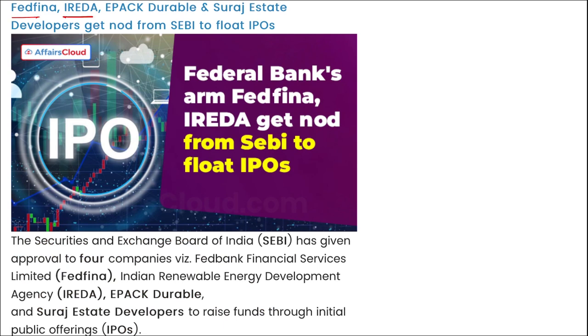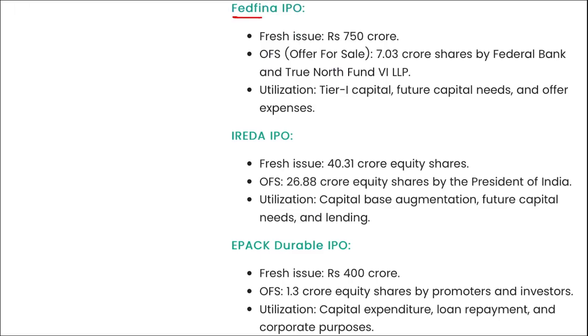Next, FedFina, IREDA, EPAC Durable and Suraj Estate developers. They have got the approval from SEBI to float IPOs. I repeat, 4 companies have recently got the approval from SEBI to float IPOs. They are FedFina IPO. The fresh issue is for 750 crore rupees, and the offer for sale is 7.03 crore shares by Federal Bank.